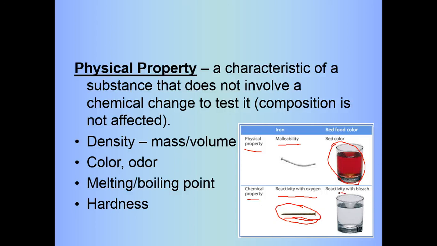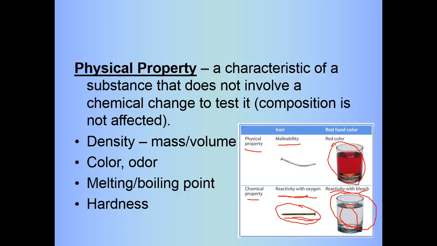Looking at a chemical property for the red food coloring, we'll notice we have reactivity with bleach. After the bleach was added, notice that we don't appear to have the red color anymore. So we no longer have the same makeup. There appears to be some sort of change that has happened to the red food coloring. Its color's gone away. So in order to test that this red food coloring has a reactivity with bleach, we actually had to cause the reaction and, as a result, have a change in composition.